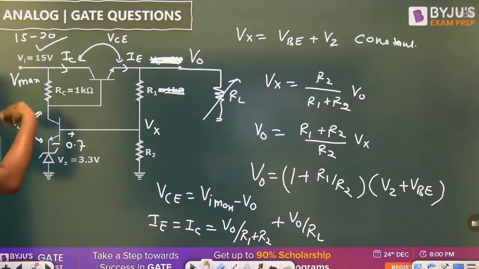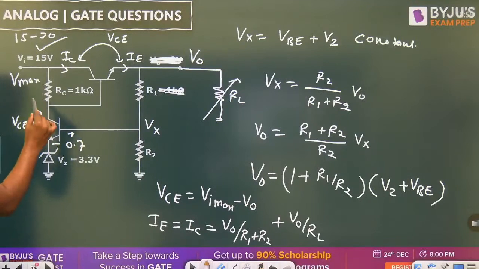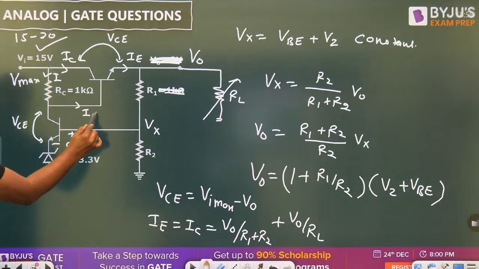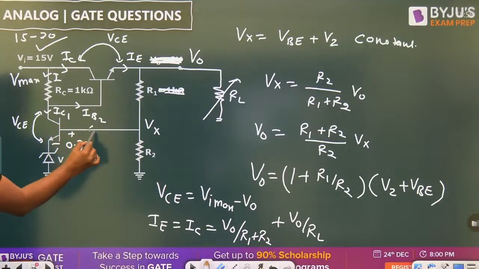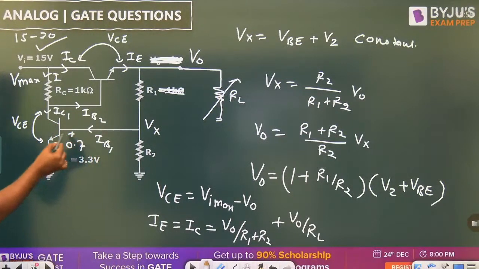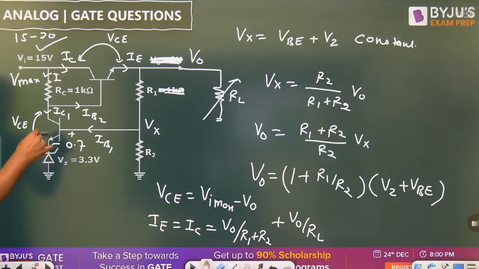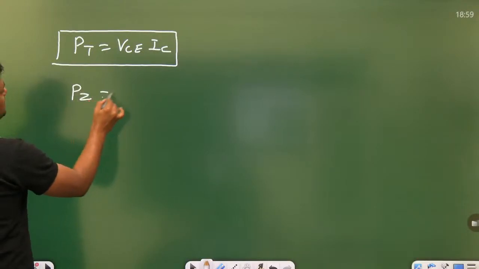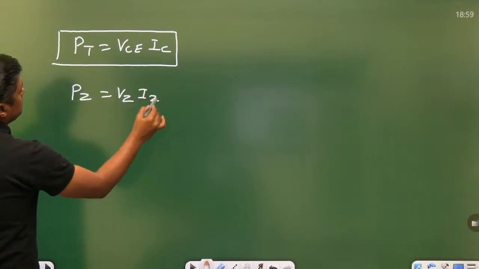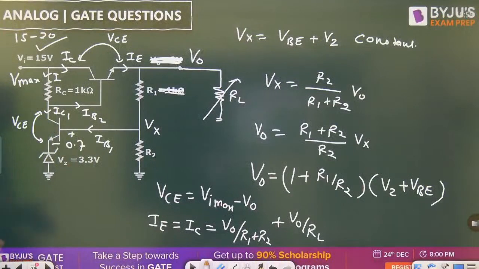Sometimes it will become a very lengthy question. Let this be the IB, beta is given here, let this be the IC. This is transistor 1, this is transistor 2. Find IB2, IB1, and then find the current through the Zener diode. Then you can find the power dissipation across the Zener diode: VZ into IZ. Okay guys, so that is the case.